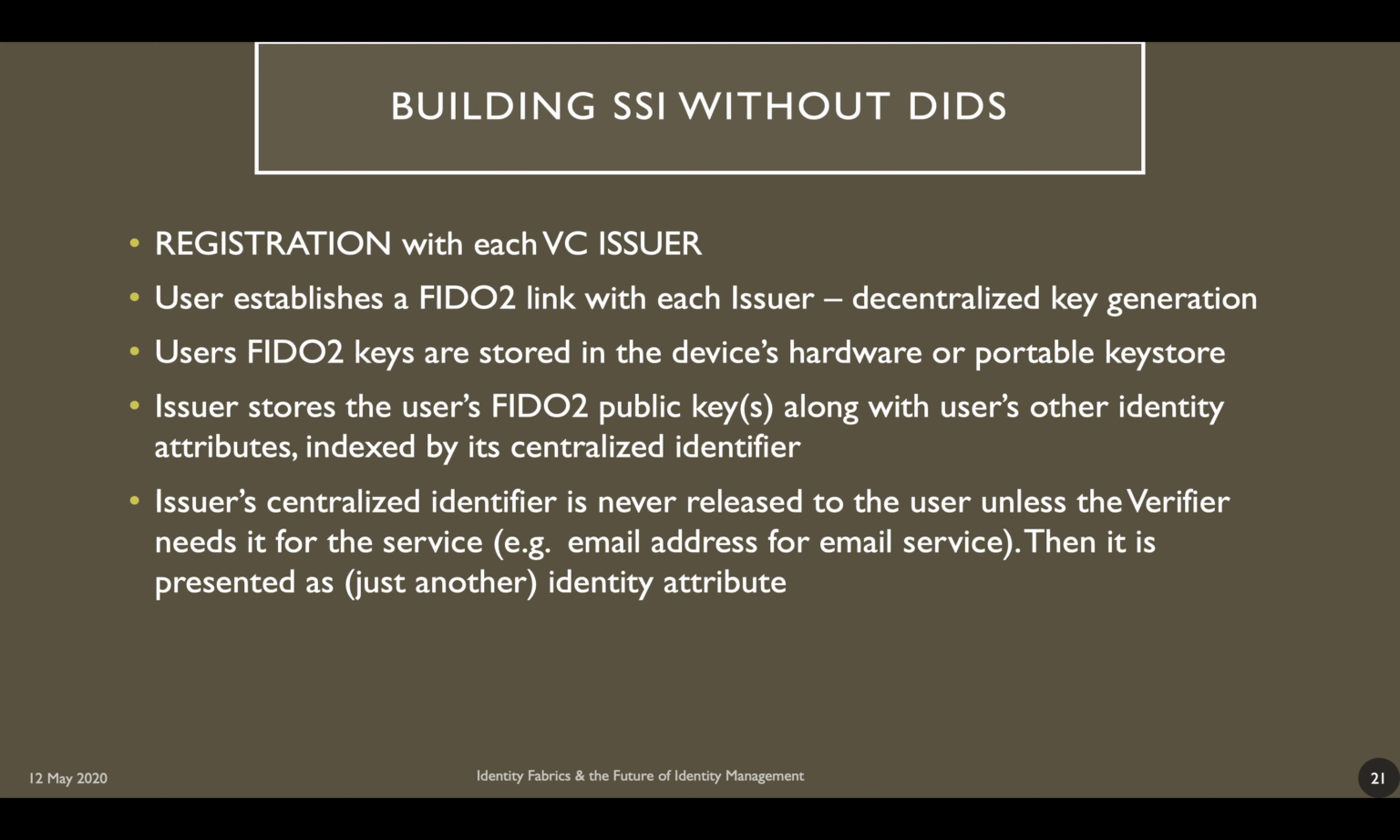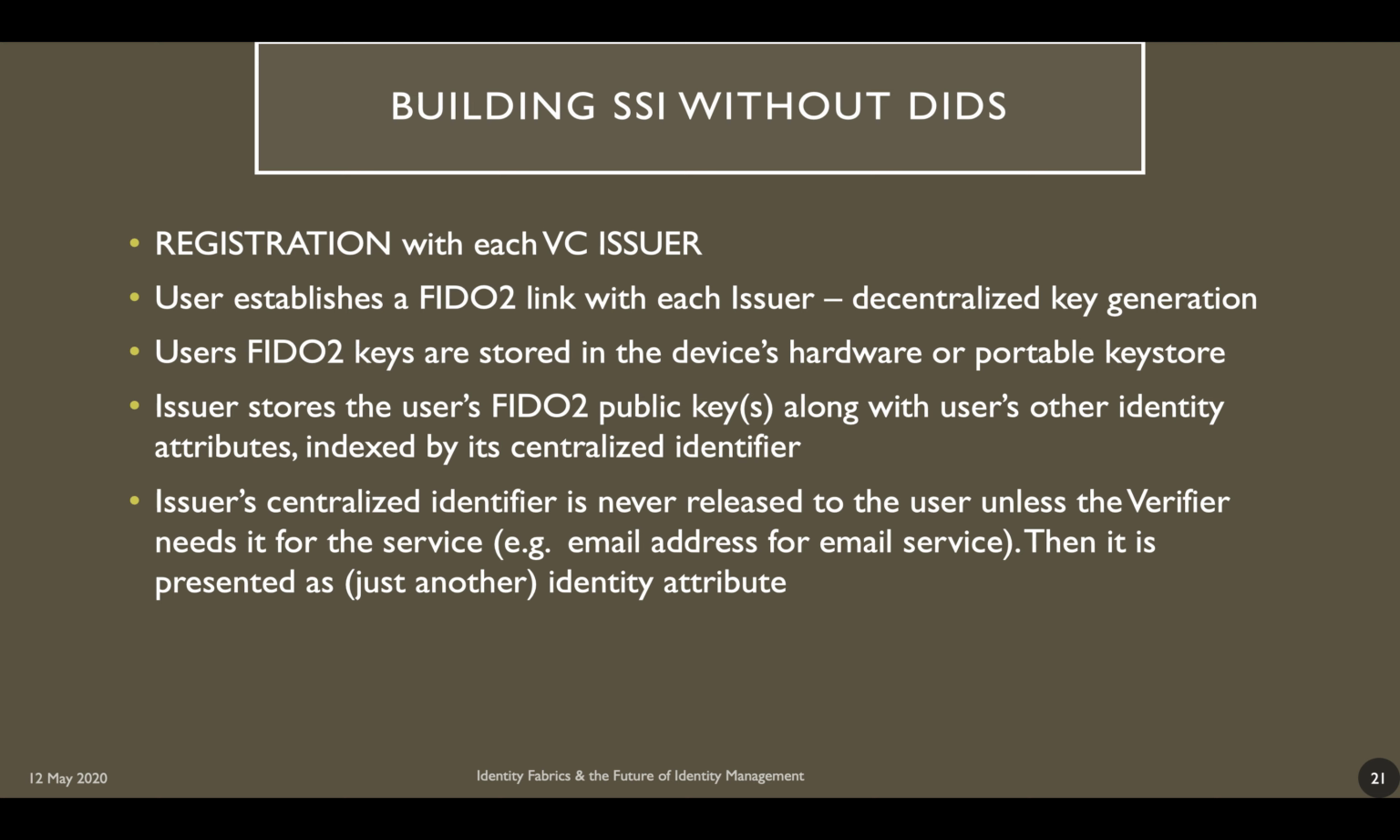The first thing the user must do is register with each of his VC issuers, and during that registration phase he is going to establish a FIDO2 authentication link with each issuer, and that's going to generate key pairs, one key pair for each issuer, and they're going to be stored in the device's hardware or in a portable FIDO2 key store. So this prevents the user's keys from being stolen or hacked.